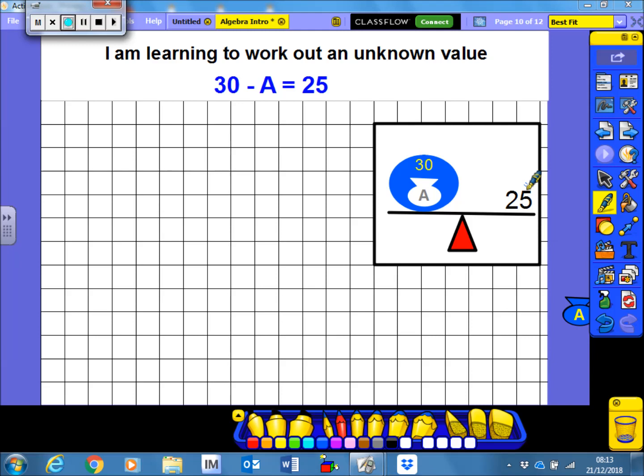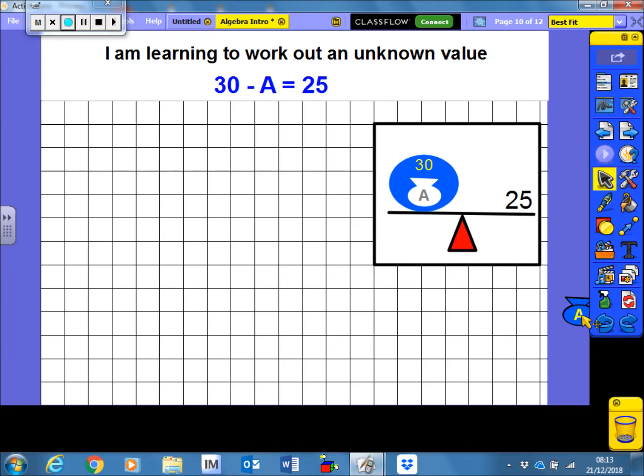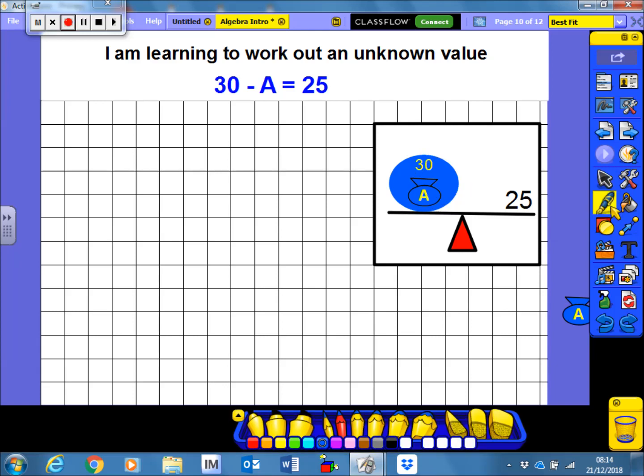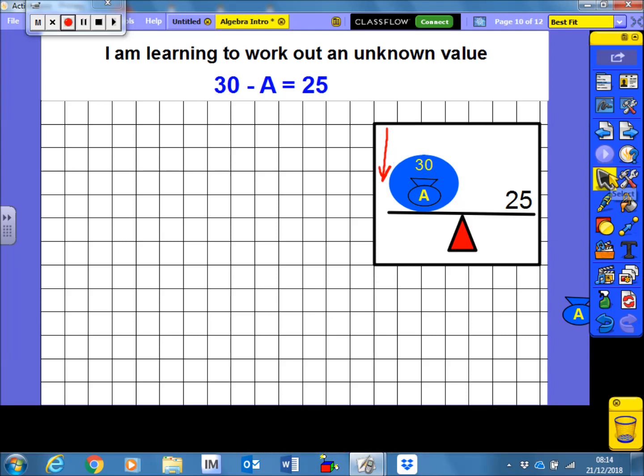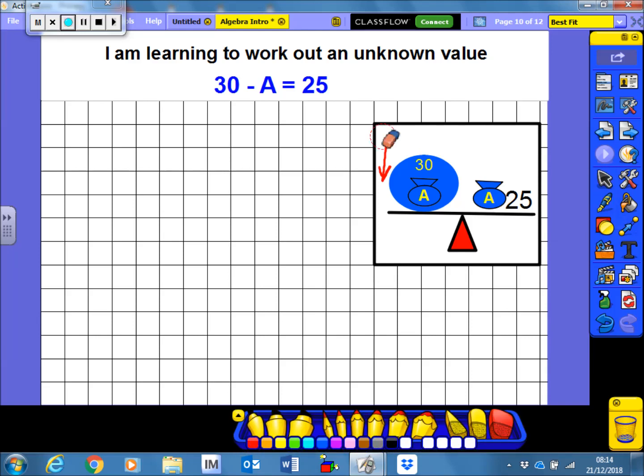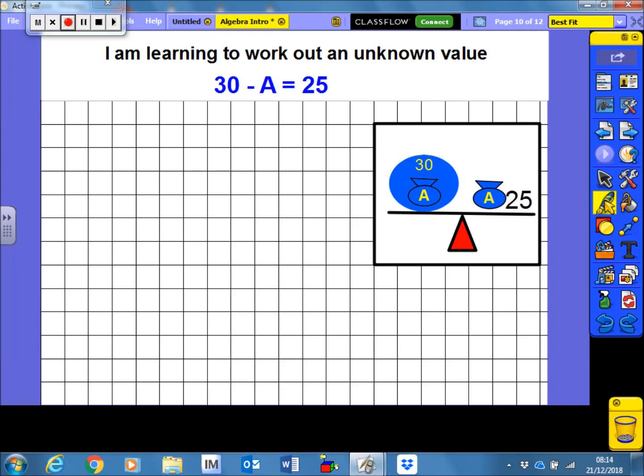Now we want to find out what A is. But here we've got a minus A. We're trying to work out A. So what we need to do, first of all, is add A back on. So I'm going to add A on here. Now we've got the whole 30. But because I've added A to that side, it's going to make the scales unbalanced. So this side is just going to have gone down. So to rebalance the scales, I'm going to have to add A onto the other side. Remember, in algebra, whatever we do to one side, we must do to the other side. So now the scales are going to be balanced.